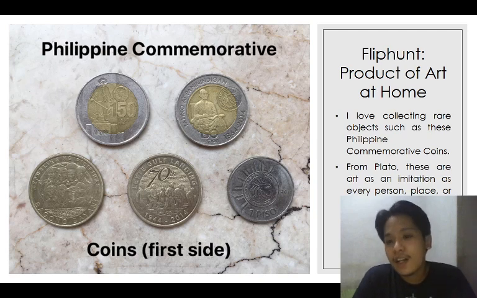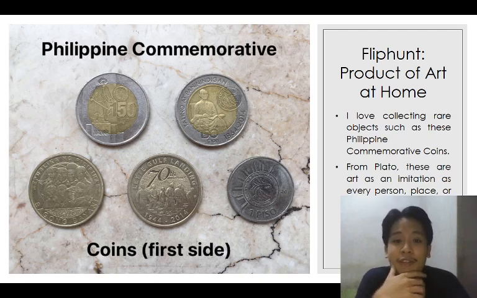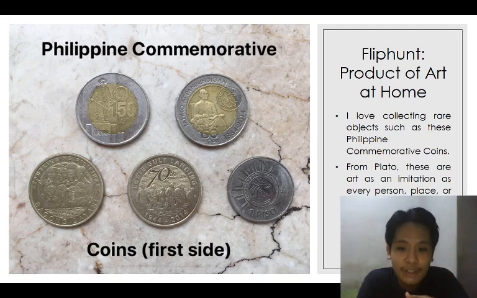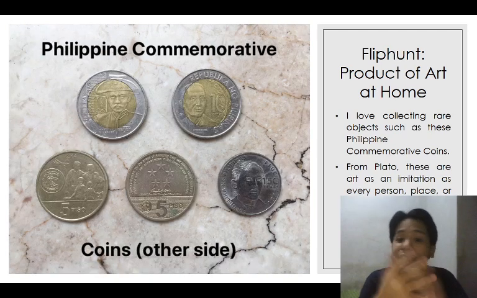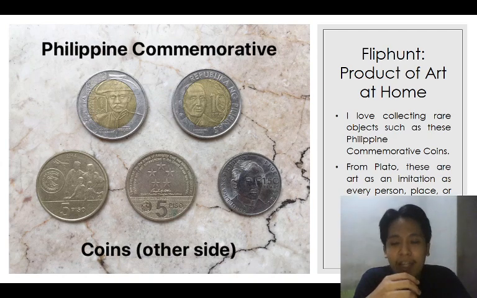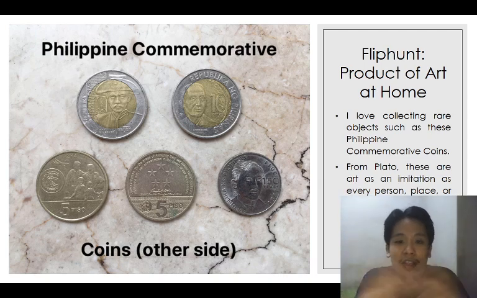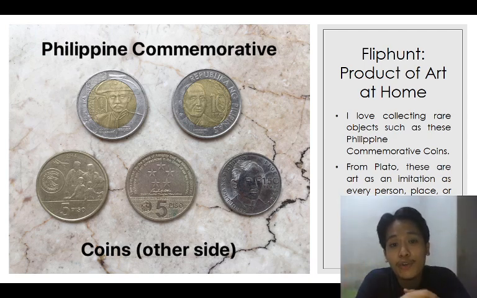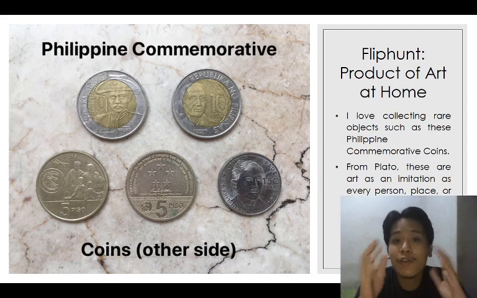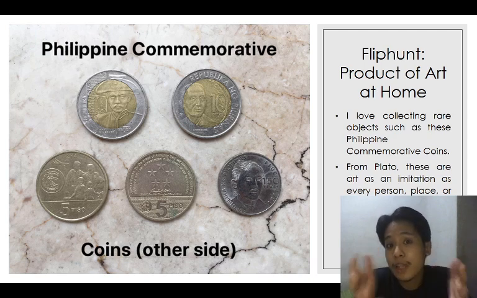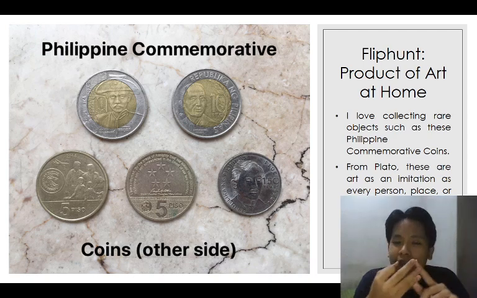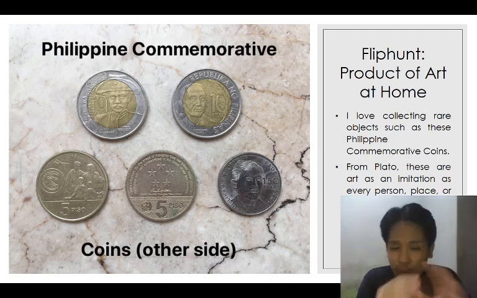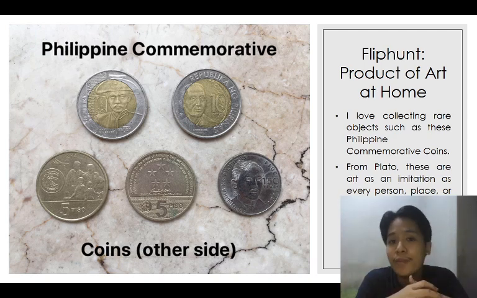One of the first activities or assessments that we were tasked to do is the Fliphunt, wherein we were tasked to find a product of art at home, and the product that I found was these commemorative coins. So this was the first side and the second side when you turn it. Basically, I love collecting rare objects, and one of those are these commemorative coins. According to the philosophical perspective of Plato, this is an example of art, specifically art as imitation, because every person, place, and event indicated on that small piece of metal is based on real life scenarios.